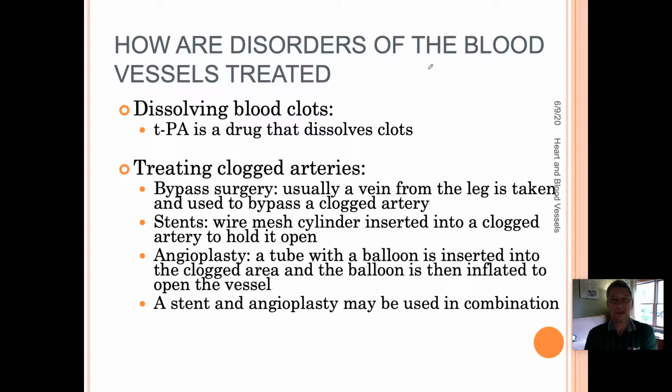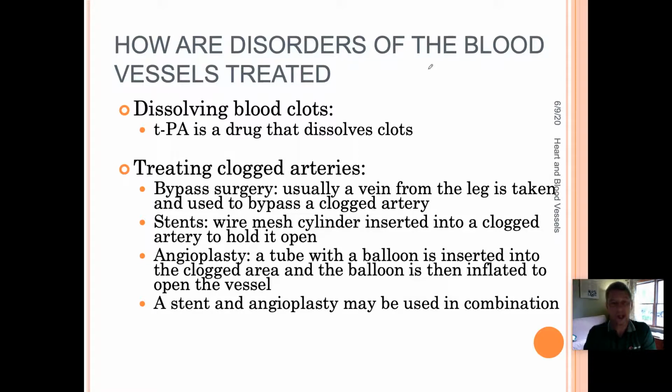Now, the TPA stands for tissue plasminogen activator, which is an enzyme, actually, that dissolves blood clots. And it's produced naturally in the body to prevent blood clots. But for a patient who is having a heart attack or a stroke that's caused by a blood clot, a synthetic form of the drug can be administered to the patient to help dissolve that clot quickly.